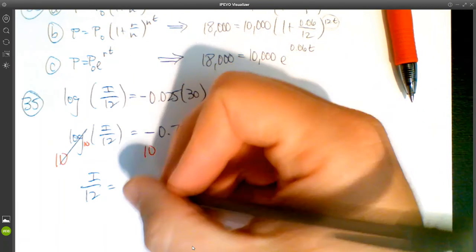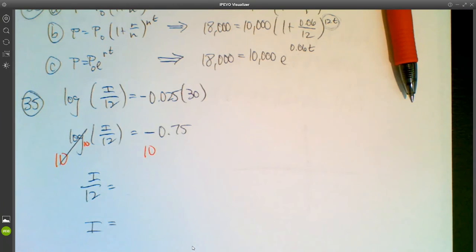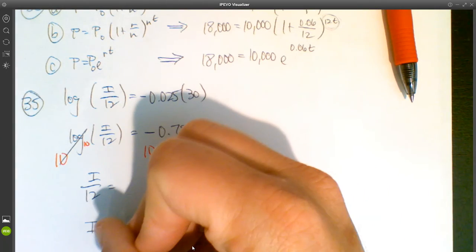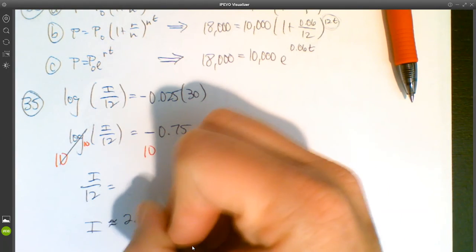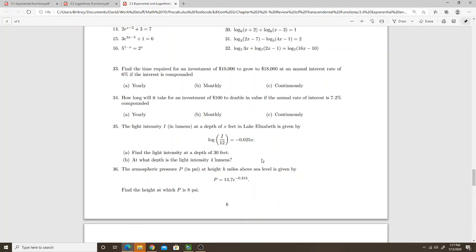And then I'm not even going to write that down because I know that I want to multiply my answer by 12. So I'm just going to say times 12. You should get about 2.13. Did it say how much to round to? It didn't say how much to round to, but we would say about 2.13 feet for part A.